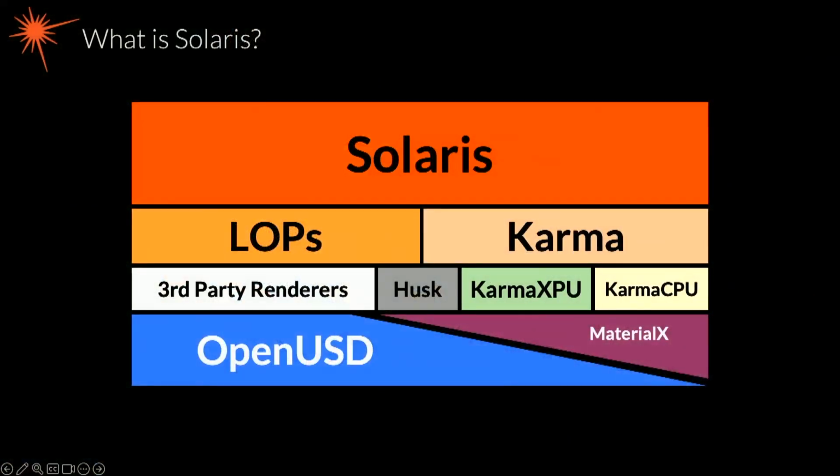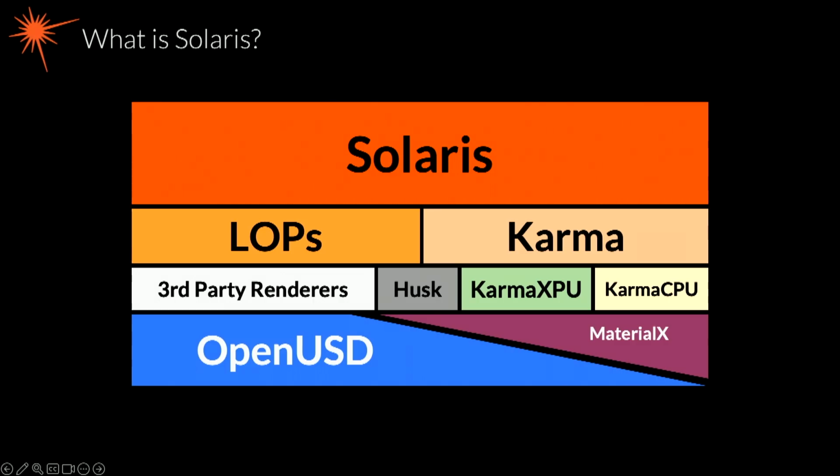So what is Solaris? Think of Solaris as the umbrella term for this USD-powered ecosystem in Houdini. A big piece of that is LOPS. We love our OP acronyms in Houdini, if you don't know that already. LOPS is that lighting and look development context that Cristin alluded to. This is where you work natively with USD, and it has become an indispensable part of any USD pipeline.